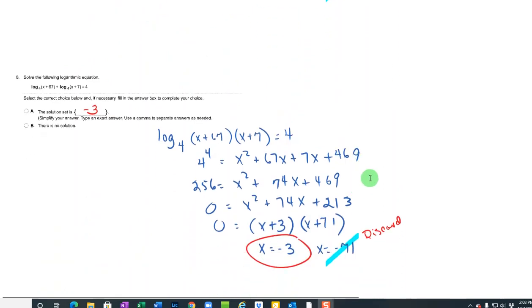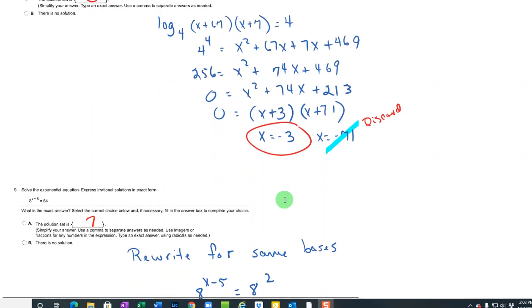Same thing with number 8. I'm not going to go through every step of that, but it is just like that one up there. You create a product, then you turn it into exponential, and then you factor and check your answers to make sure that when you plug it in here or here, you don't get a negative, which we do. So one of those got discarded.